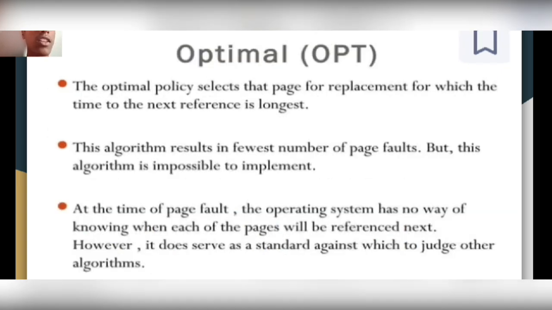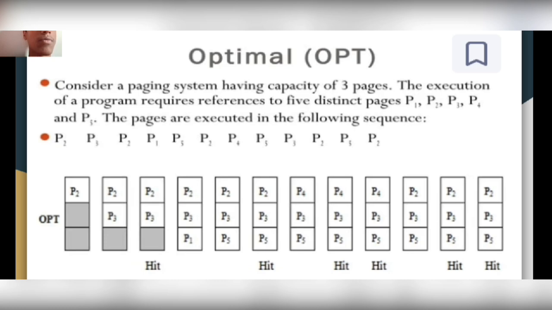Optimal. The optimal policy selects for replacement the page for which the time to the next reference is longest. This algorithm results in the fewest number of page faults, but it is impossible to implement. At the time of a page fault, the operating system has no way of knowing when each page will be referred to next. However, it does serve as the standard against which to judge other algorithms.